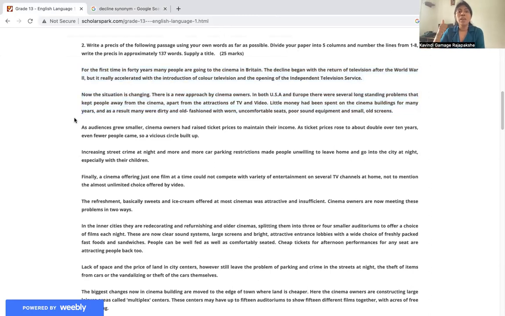So the first idea is that with the arrival of television, people began to move away from cinema. But the first line says, but now it's not. People are going to the cinema. Let's see why. Then the second paragraph says, now the situation is changing. There is a new approach by cinema owners. In both USA and Europe, there were several long-standing problems that kept people away from cinema. So that means there were reasons in the past to make people stay away from cinema. What are the reasons? Find out.